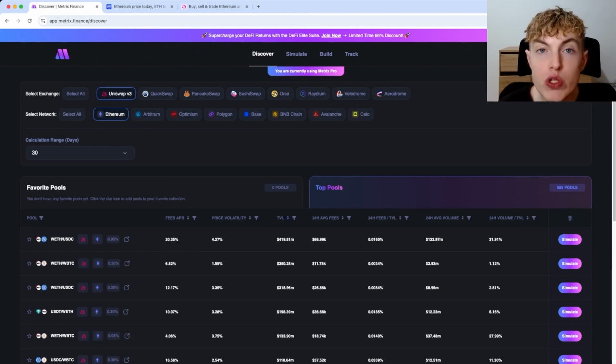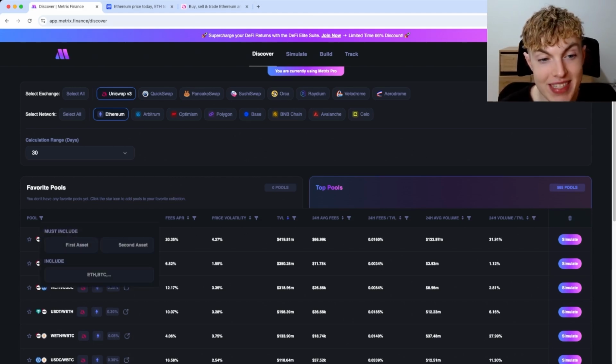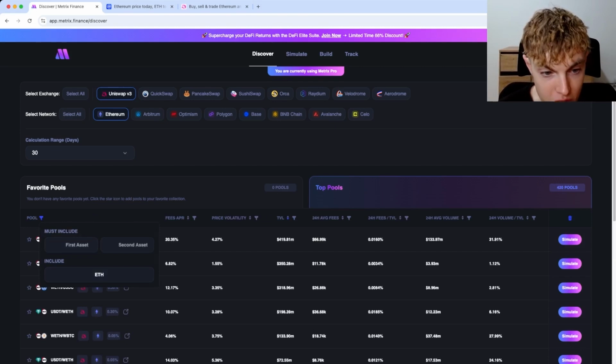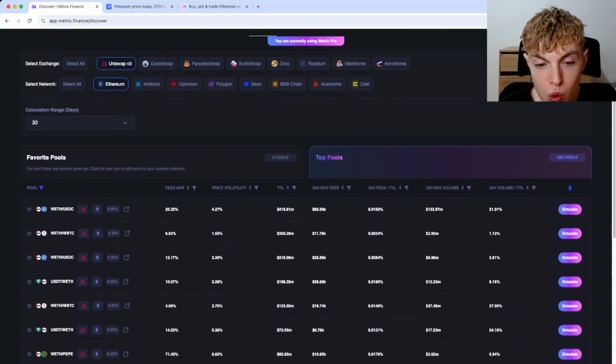So first things first, since I already know I want to find pools that include Ethereum, since that's what this video is about, we're going to click this little button to the right of the pool button on the left and type in Ethereum in the include section. Now we're going to see a bunch of pools that include Ethereum.